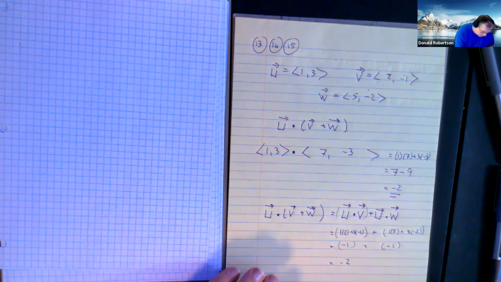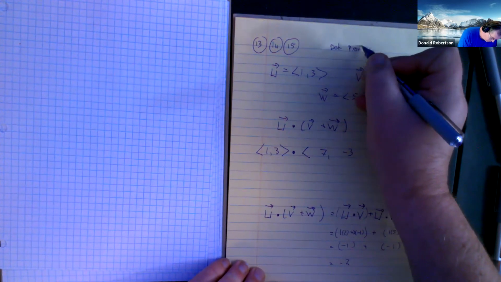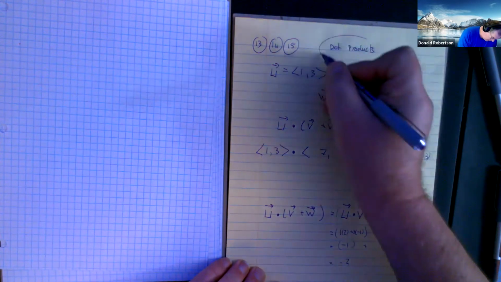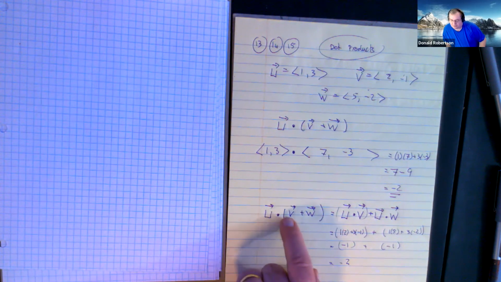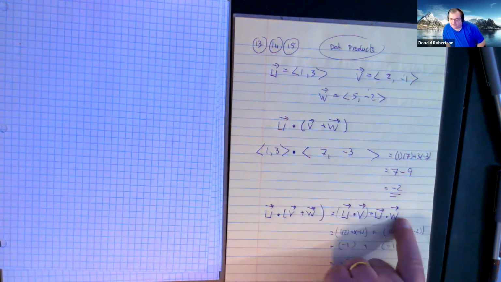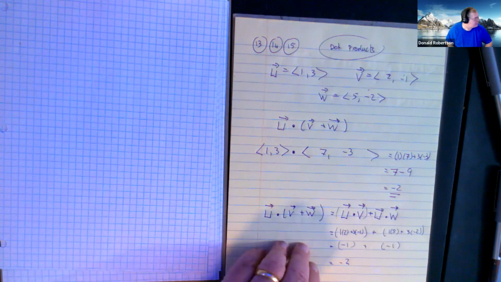So if you're wondering why these are called dot products, don't they behave very much like multiplication in the usual world? u times (v plus w). Wouldn't this be the distributive law? Agree? Wouldn't that be like the distributive law?